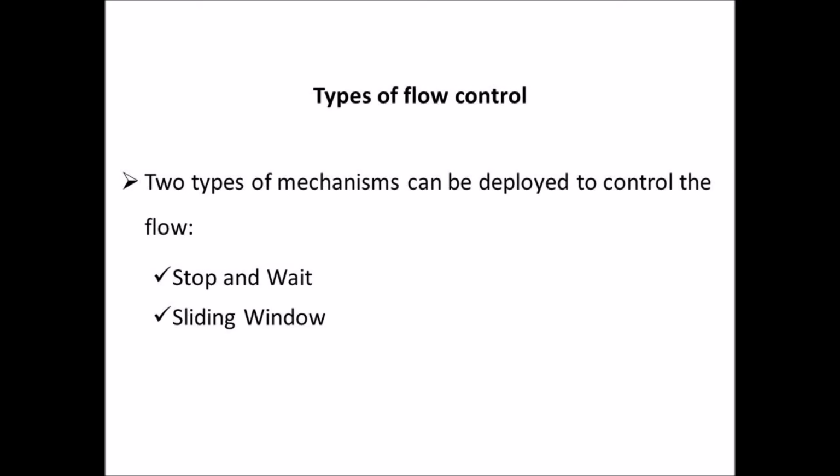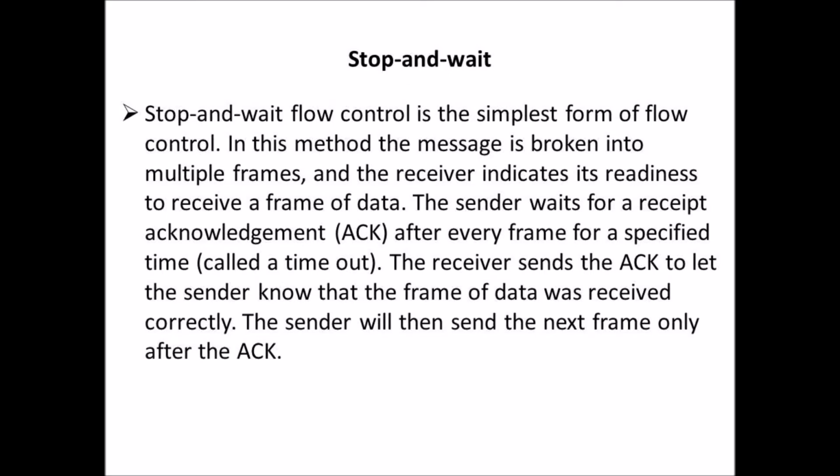Two types of mechanisms can be deployed to control the flow. First one, stop and wait. Second one, sliding window. First one, stop and wait. Stop and wait flow control is the simplest form of flow control.